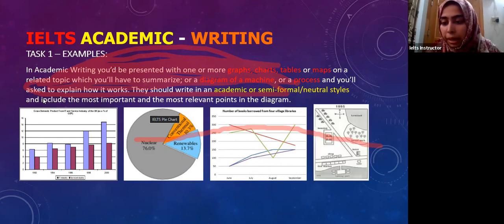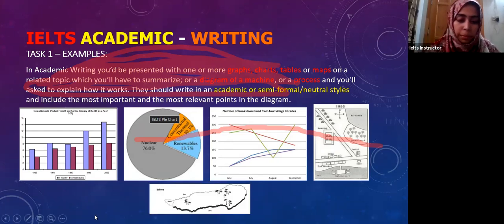The next one is a map. Now I have used only one map here, but you can be given two maps. One could be of a particular place some years ago, and the other one could show a proposed plan of the reconstruction of that particular area. So you can be asked for a summary of what changes you are seeing in the proposed plan. The next one is also a map. It's basically a diagram of a continent or an island. So such types of questions can also come.